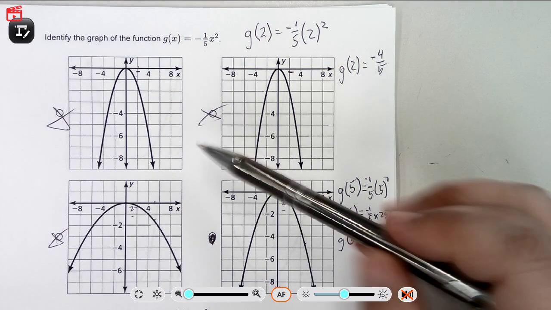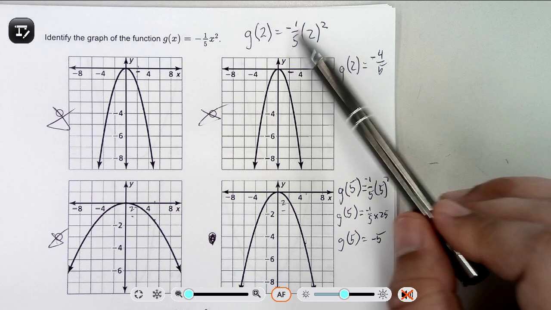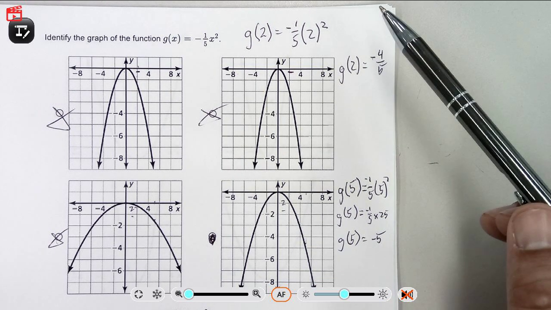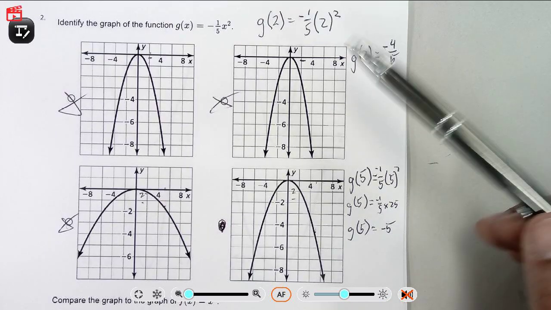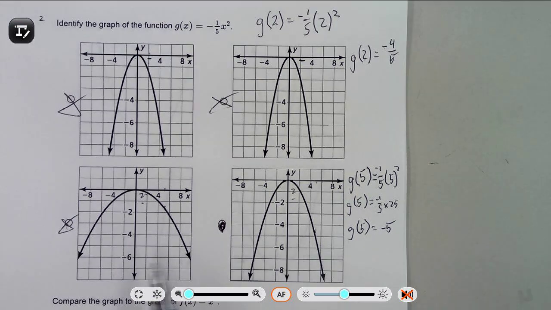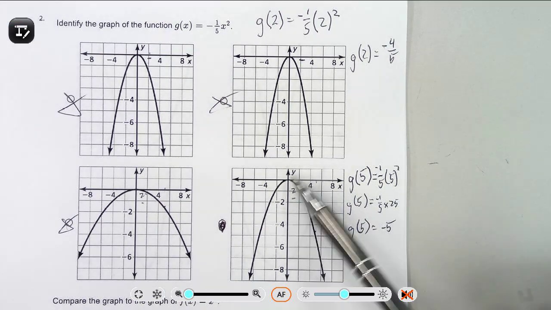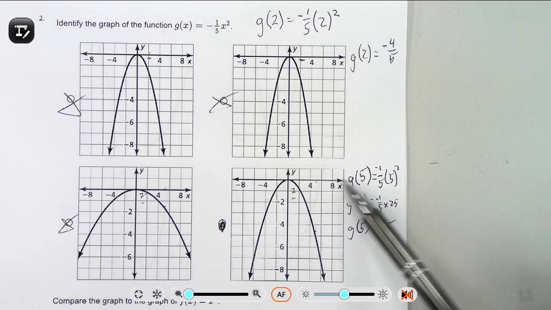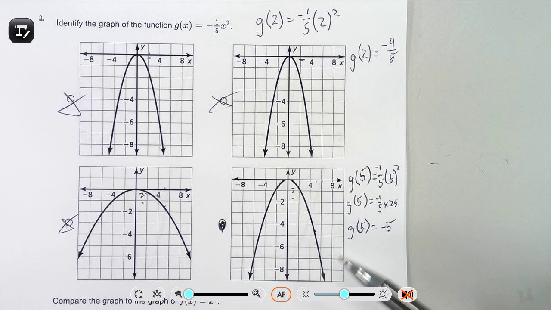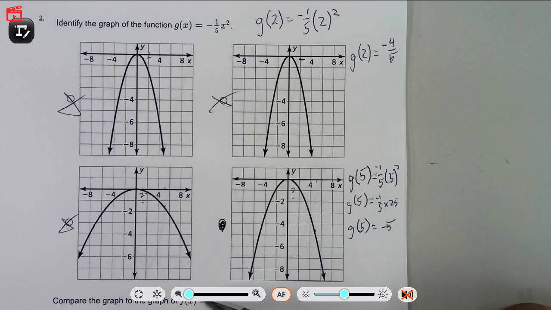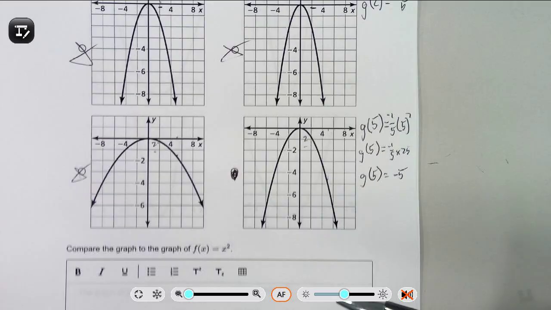So that's how you have to do these. You can use the compression factor or the stretch factor to start narrowing choices, but once you've narrowed, you do have to evaluate the function at an input of your choosing just to see if it lines up. Then compare to the parent function.